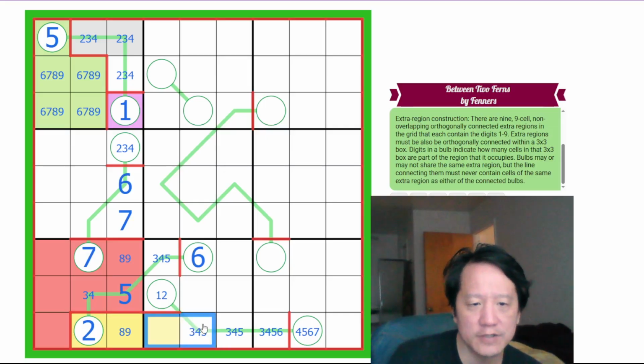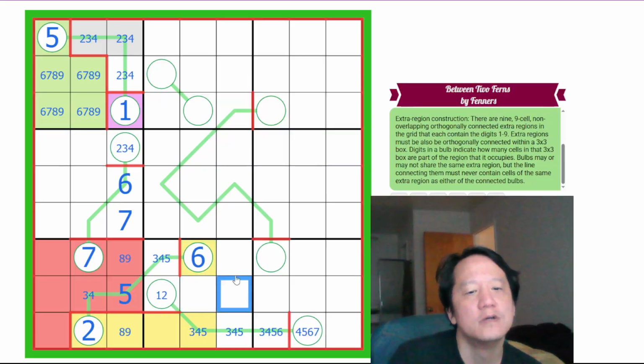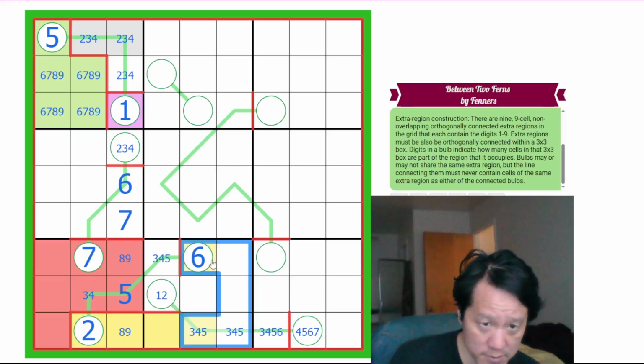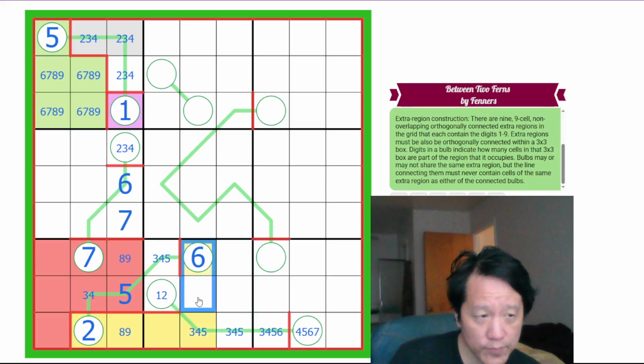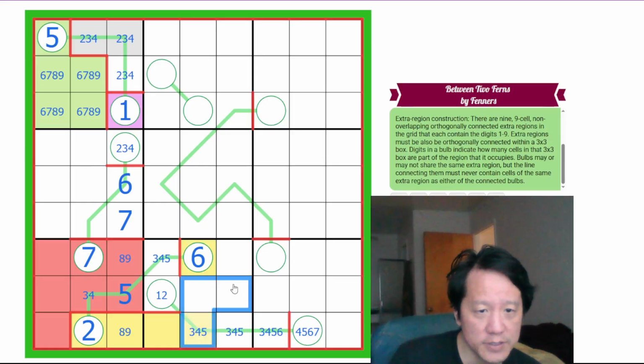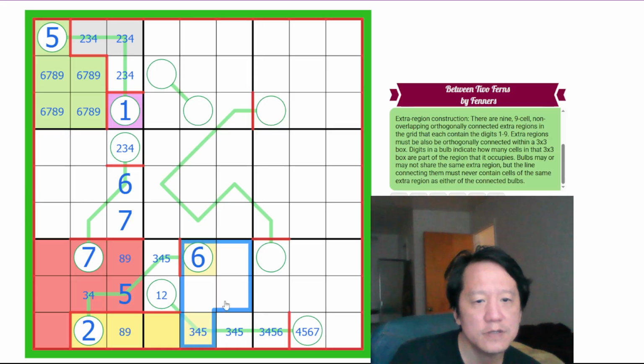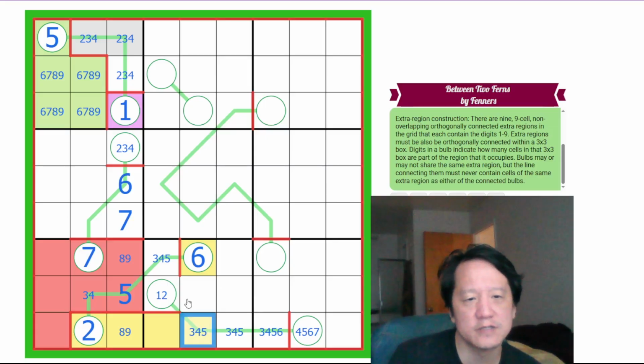So then yellow has to go out, and then it has to have at least 3 digits, so it must be part of the 6 here. It's 6 though. It must orthogonally connect. So it could do something like that. It could be something like this. Can it? It could be even something like that. Ooh. I don't know how that connects then.